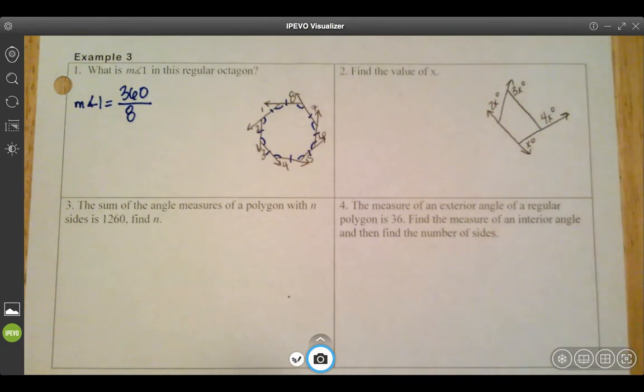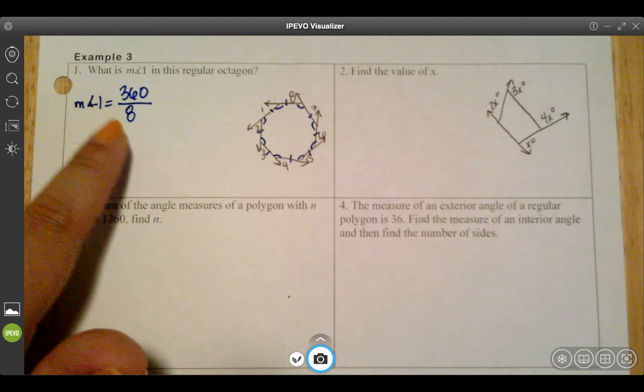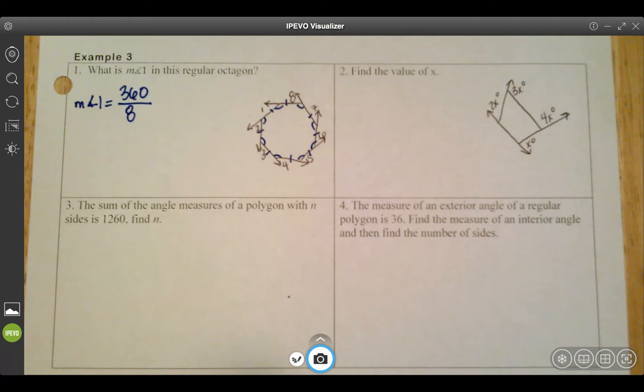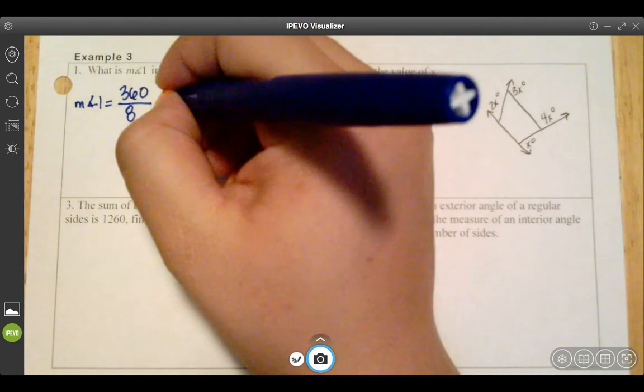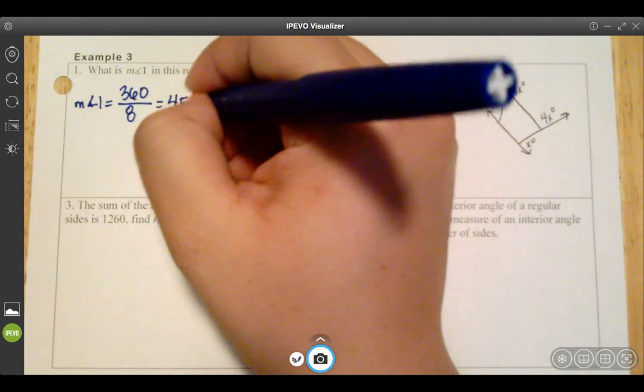So similar to the interior angle calculations, but this time the exterior angle sum is always the same. The interior angle sum is different depending on how many sides your shape has. The exterior angle will always be the same. And so we have 360 divided by 8 equals 45 degrees.